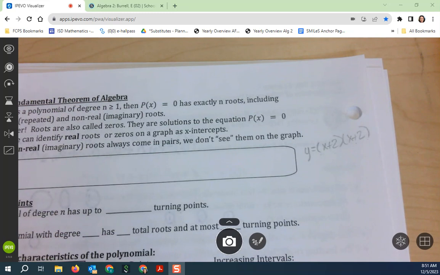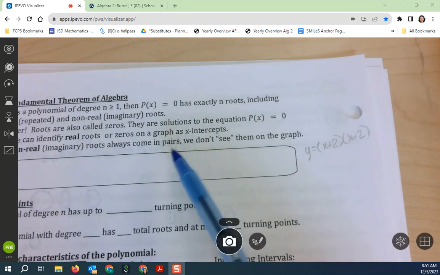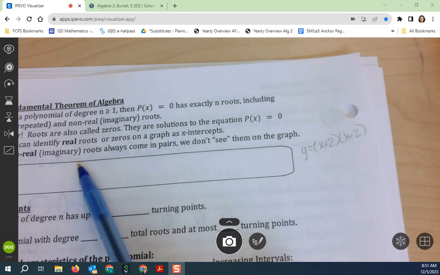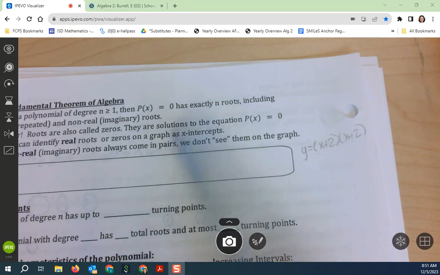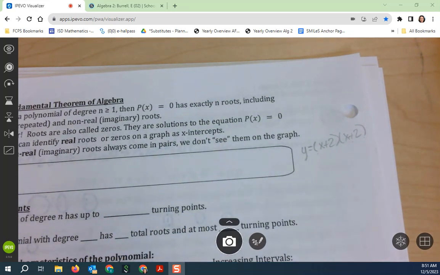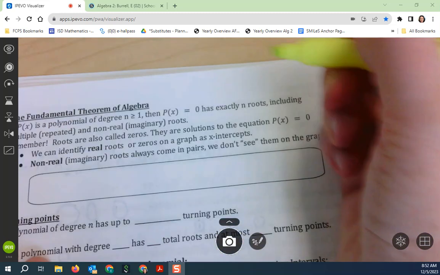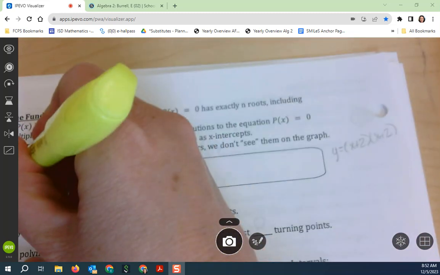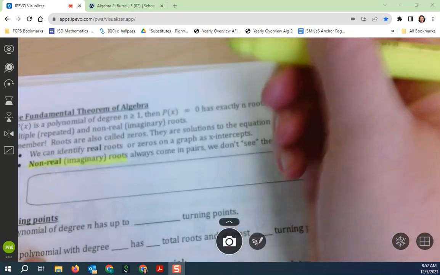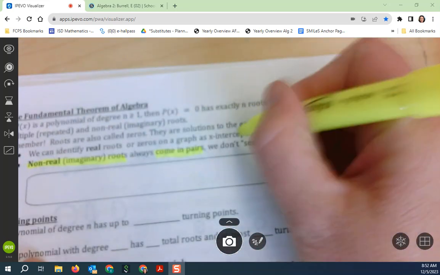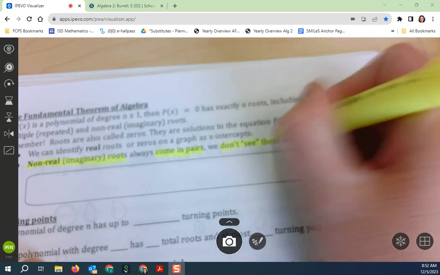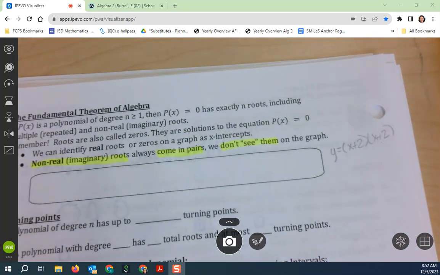So it says we can identify real roots as x-intercepts, and non-real, which are imaginary roots, always come in pairs, and we never see them on the graph because they're not going to cross the x-axis. And when I say we never see them, we can see hints of them sometimes, but we're not going to actually see them.